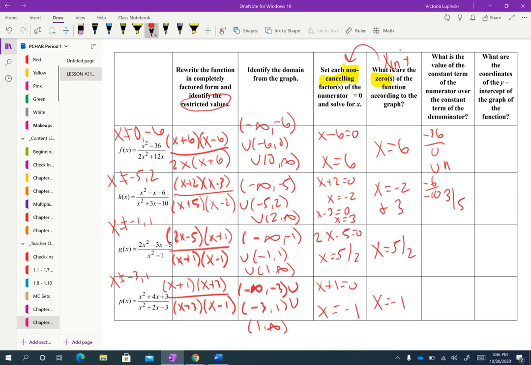Here in the next one, you're going to get -5 divided by -1, which is going to give you a +5. And then in the last one, you're going to get 3 divided by -3, which is going to give you -1.